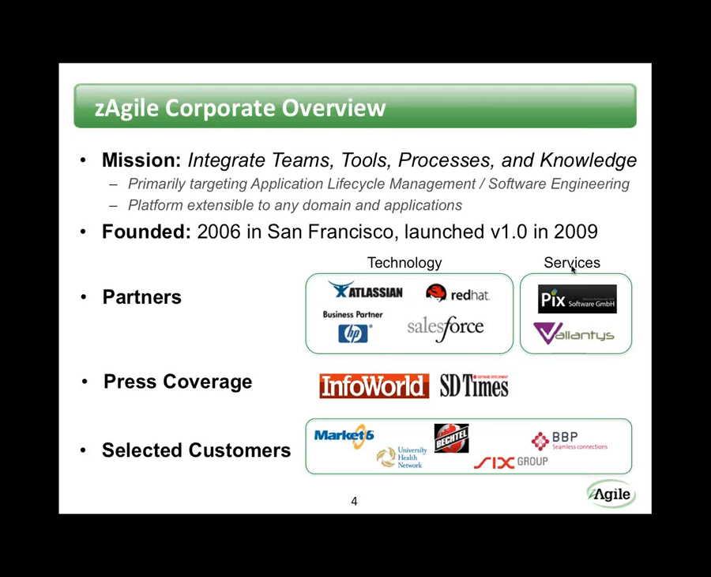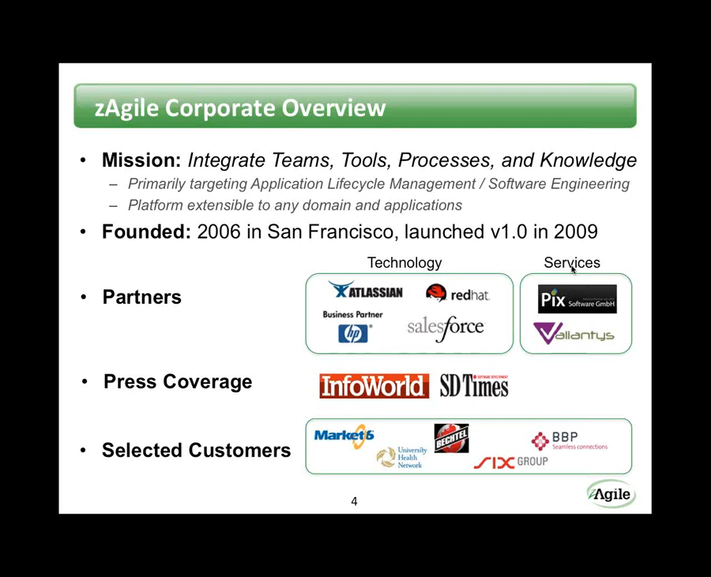So for example, we have a connector for Salesforce.com. So you can connect content in JIRA, for example, with customer issues or cases within Salesforce. The company was founded in 2006 and launched after a couple of years R&D, version 1 in 2009. There you see some of our technology partners as well as professional services partners in Europe, Pix in Germany and Valientus in France. We have some very nice coverage in the press.